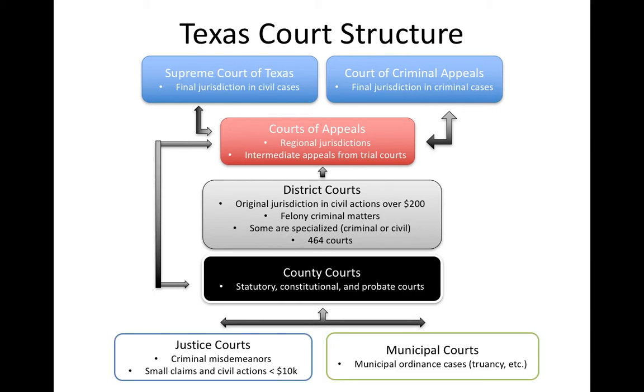And then underneath the county courts are two different types of courts, one that deals with criminal misdemeanors and another that deals with municipal ordinance cases like truancy or curfew cases, or a kid who's not wearing a bike helmet, etc. And in the justice of the peace courts, they deal with small claims and civil actions that deal with less than $10,000. They also deal with criminal misdemeanors.